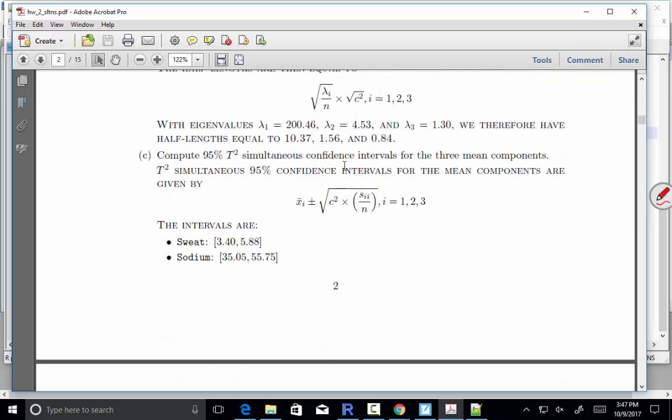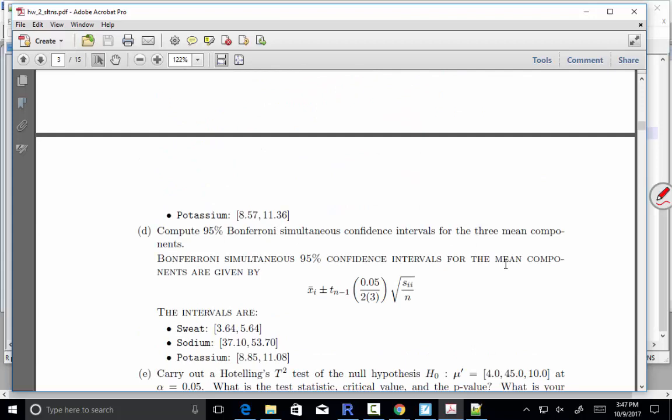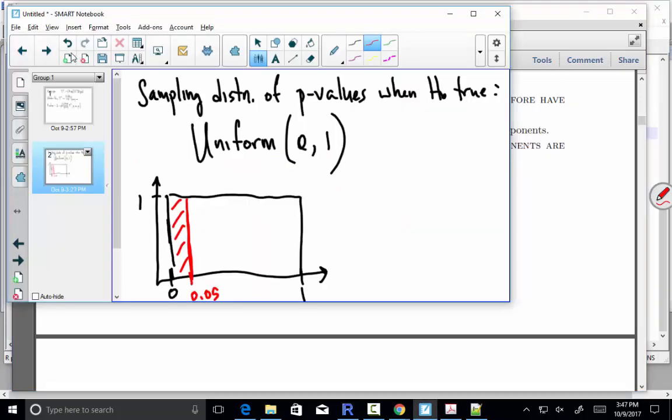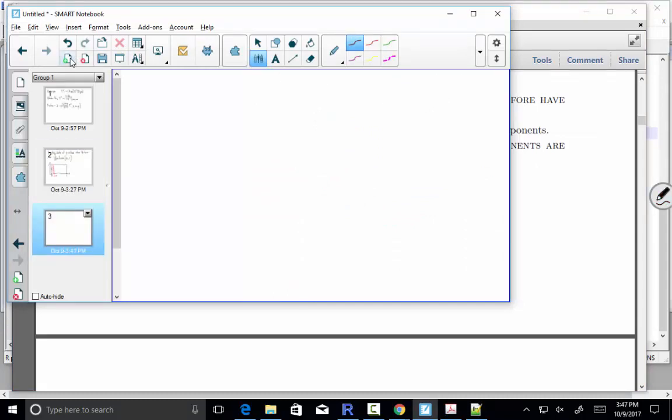T-squared confidence intervals and Bonferroni confidence intervals. These are simultaneous confidence intervals. They're carefully constructed so that after getting intervals for all 3 of our variables, we can still say all 3 of them are 95% confidence intervals. Suppose you have P equal to 3, and you get the usual t-based 95% confidence intervals for the mean vector.